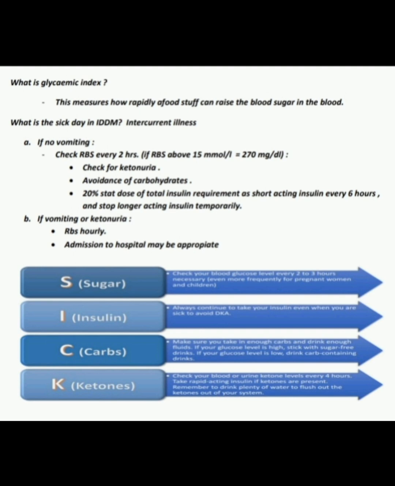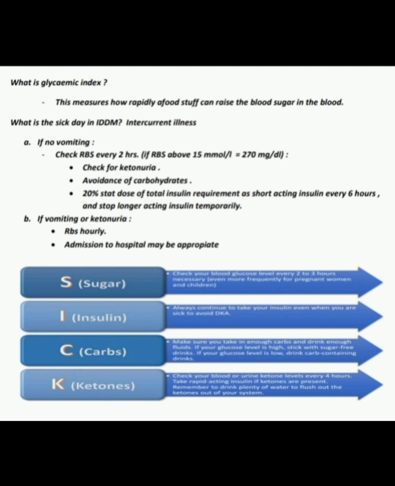If no vomiting, check RBS every 2 hours. If RBS is above 15 millimole per liter, equal to 270 milligram per deciliter, then check for ketonuria, avoid carbohydrates, and give 20% of the total insulin requirement as short acting insulin every 6 hours and stop longer acting insulin temporarily. So, if no vomiting, we check RBS every 2 hours. If more than 15 millimole per liter or 270 milligram per deciliter, then we take these steps. Now, if vomiting or ketonuria is present in a diabetic patient, check RBS hourly; admission to the hospital may be appropriate.